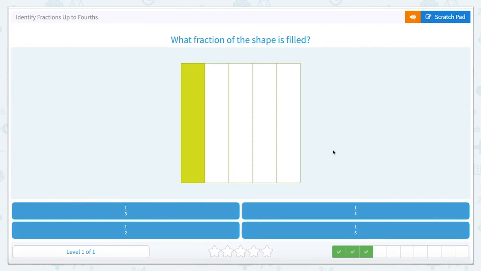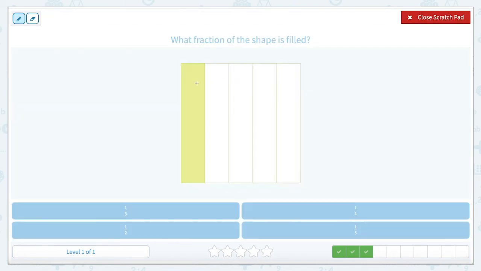Nice work. What fraction of this shape is filled? Well, let's look here. There are one, two, three, four, five pieces. So this means our denominator, or the bottom number of our fraction, is now five. So each piece is worth one of the five pieces. So this piece is equal to one fifth.